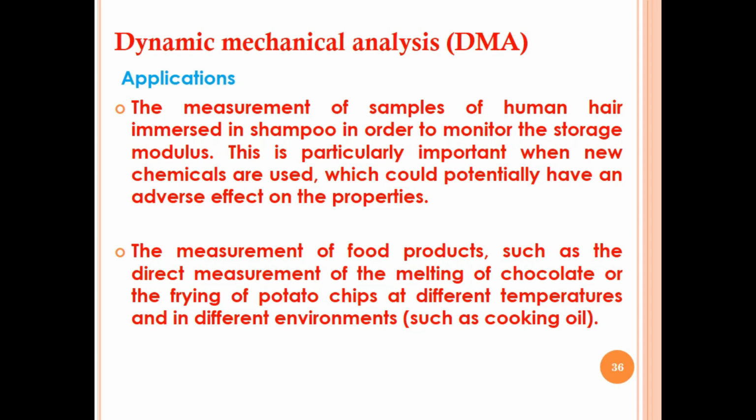Another is the measurement of foodstuff, such as the direct measurement of melting of chocolate or frying of potato chips at different temperatures and in different environments, such as cooking oil. This is also a very important application. Take the melting of chocolate. Usually you see in the market chocolate at ordinary temperature becomes melted. So they discuss the stability of chocolate at various temperatures in different kinds of chocolate products, whether it melts or not.